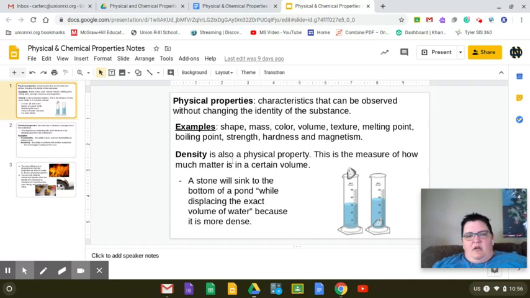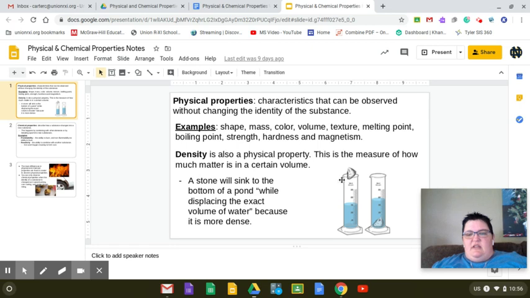All right, another property here that you can use with physical property is density, which we kind of talked about just a minute ago with the volume. And basically, volume is a part of density. If you remember, you guys had an assignment with this not too long ago, where density is volume and mass put together. How much mass is in a certain volume. So density is also a physical property, and this measure of how much matter is in a certain volume.